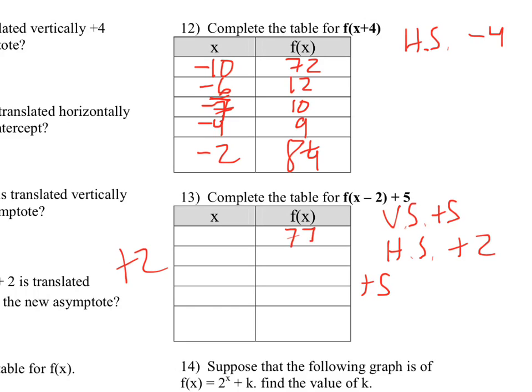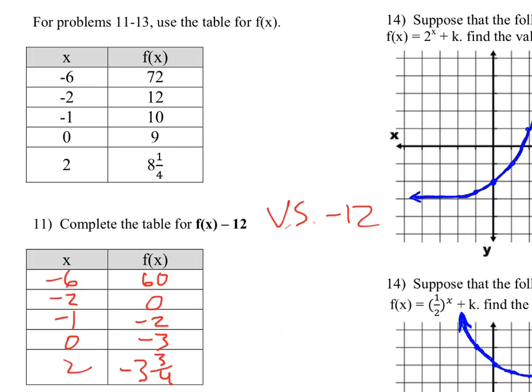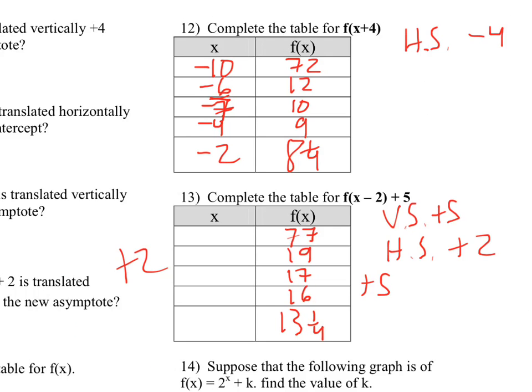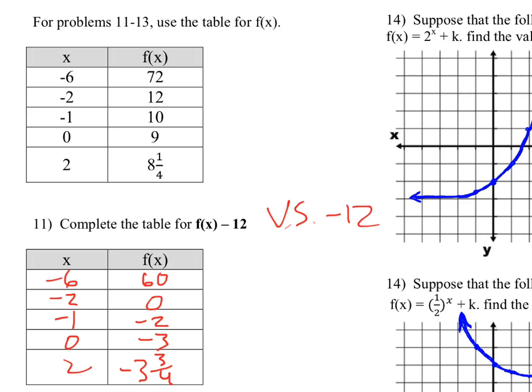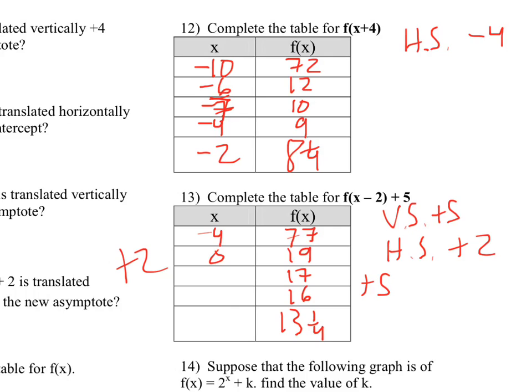It's going to give me 77, 19, 17, 16, and 13 and 1/4. And then all my x values need to be 2 more. So that's going to give me -4, 0, 1, 2, and 4. And that's my table there.